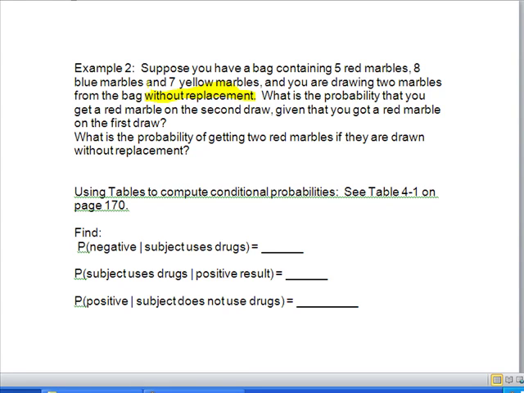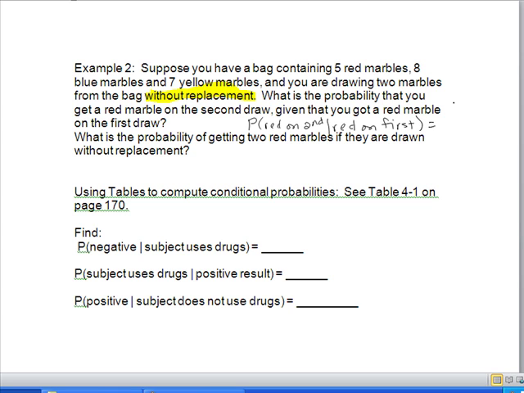What is the probability you get a red marble on the second draw, given that you got a red marble on the first draw? So we're talking about probability red on second given red on first. We're just looking at the second draw, but we know we removed a red marble on the first draw.